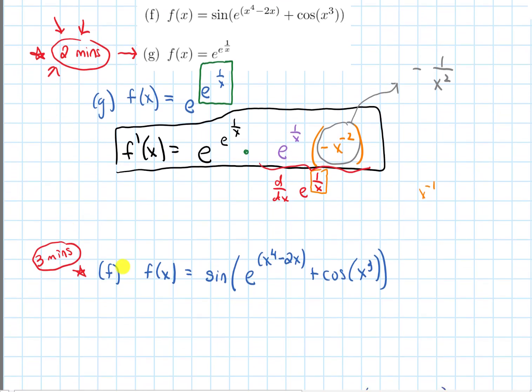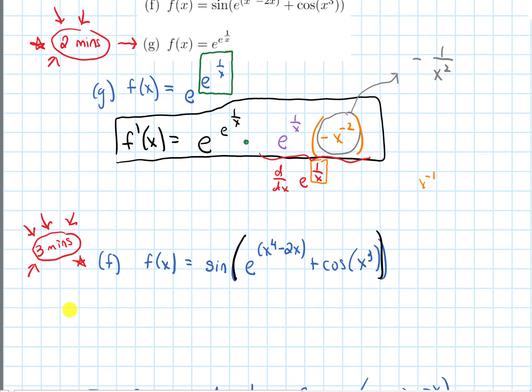Let's do f now. So we have sine of, in parentheses, a big parentheses here. We have e to the x to the 4 minus 2x, and then plus cosine of x to the third. That whole thing is inside the sine. So give yourself 3 minutes to try this. 4, 3, 2, 1, pause it, and try this one for 3 minutes on your own first.